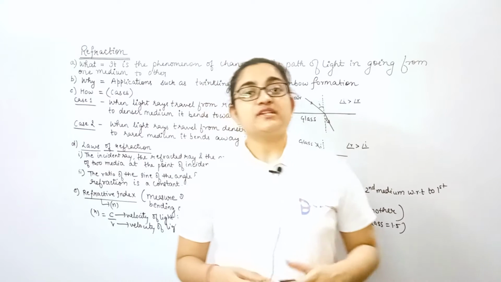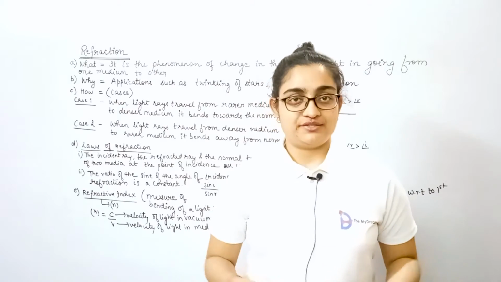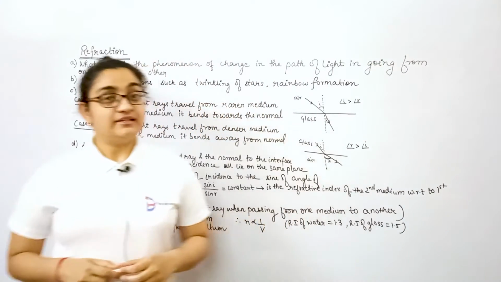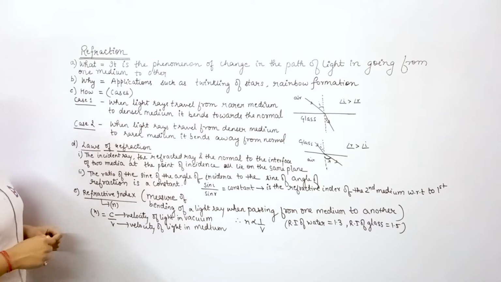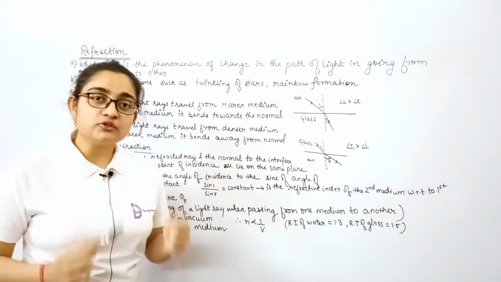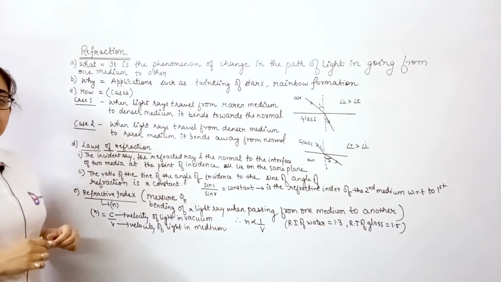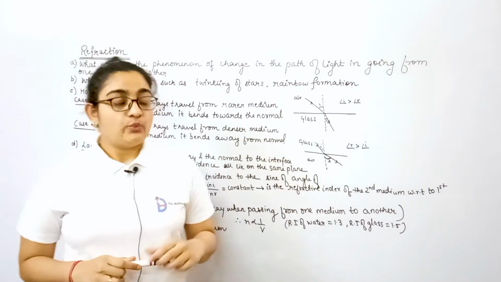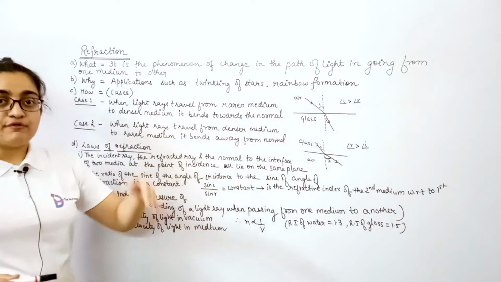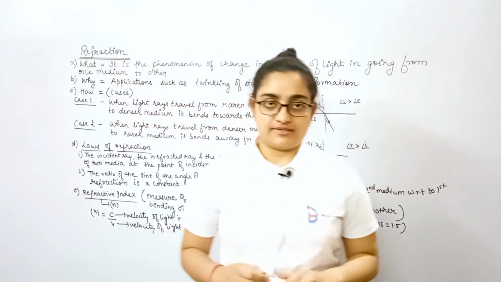So today we are going to start with a new topic called refraction under the chapter light. So let us first understand what exactly refraction is. Refraction is defined as the phenomenon of change in the path of light in going from one medium to another. So basically, when there is a change in the path of the light in going from one medium to another, then refraction occurs.